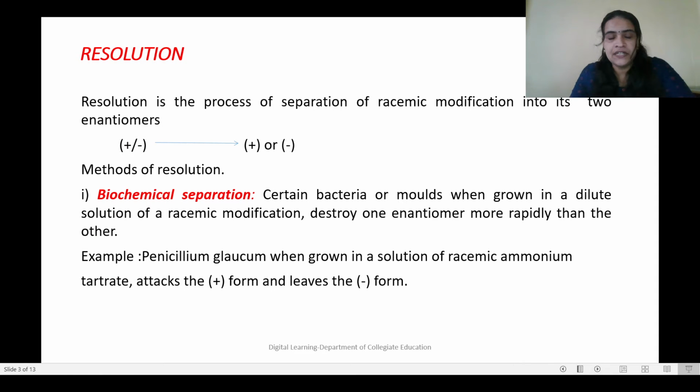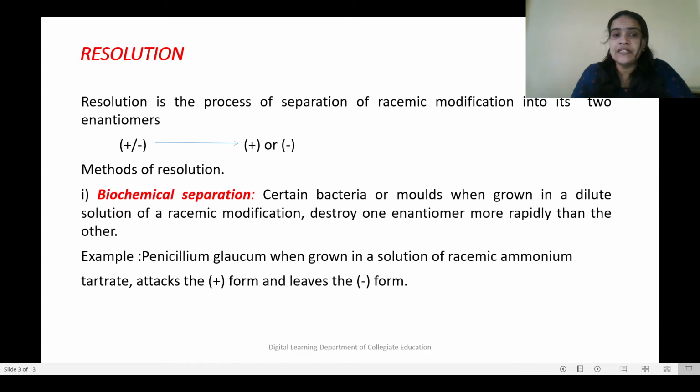Coming to resolution, it is a process of separation of racemic modification or racemic mixture into two enantiomers. As you all know, racemic mixture is the equimolar mixture of the dextro and levo form. What is the reverse process? What is the reverse process of conversion of an optically active compound into racemic mixture? That is racemization. So resolution is the opposite process of racemization.